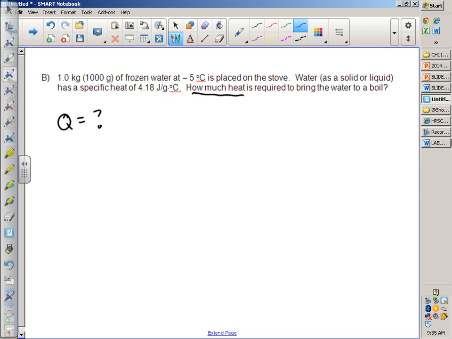All right, so things we know. Julian, you have your hand up. What's one thing we know here? Yeah, 1,000 grams. Okay, so 1,000 grams, that's going to be our mass, right? So mass is 1,000 grams. Okay, what else did they give us to work with here? The specific heat of water, right? Water has a specific heat of 4.18.